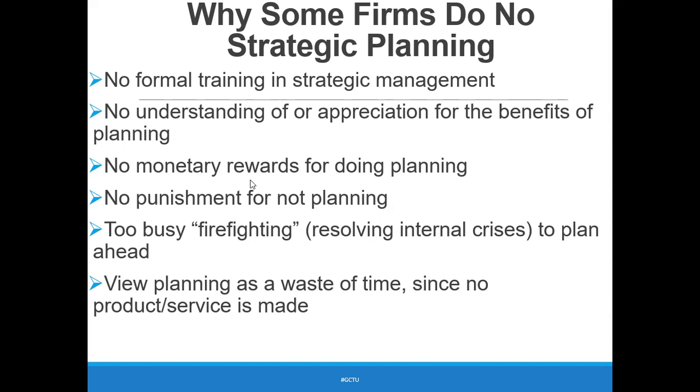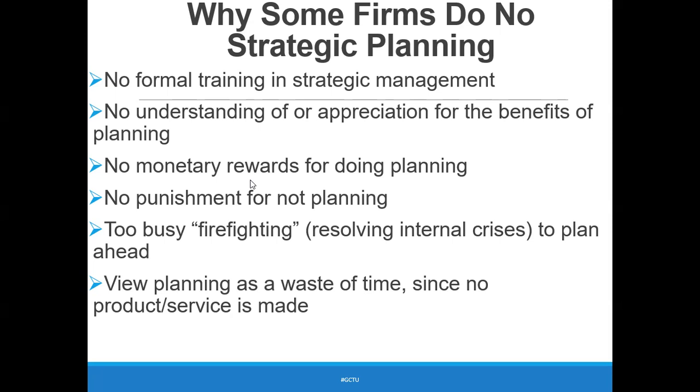So we are going to consider some of the reasons why a firm may still not embark on any form of strategic planning or strategic management activity. The first one is that, and you can construe this as an excuse or a reason why they may not indulge in it.